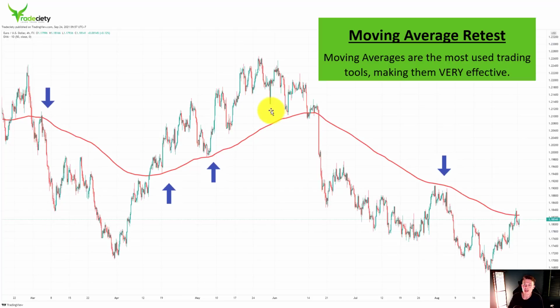And obviously last but definitely not least, moving averages. I use the daily period, 50 period moving average on my price action. And you can see this is the red line. It comes from the daily time frame. It's the 50 period EMA.